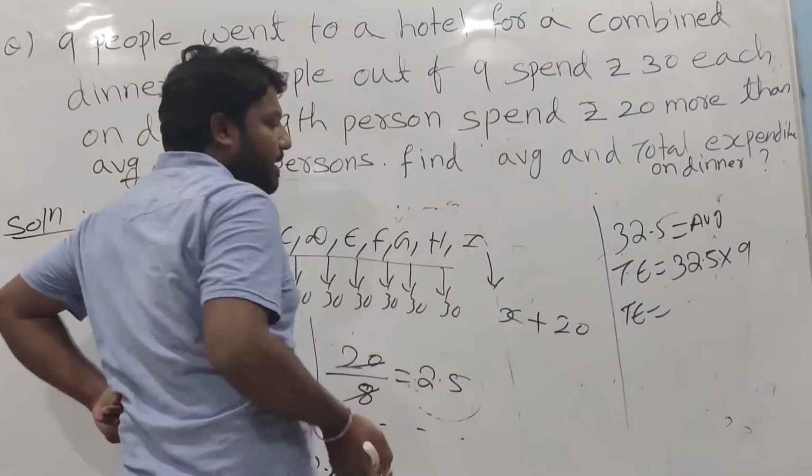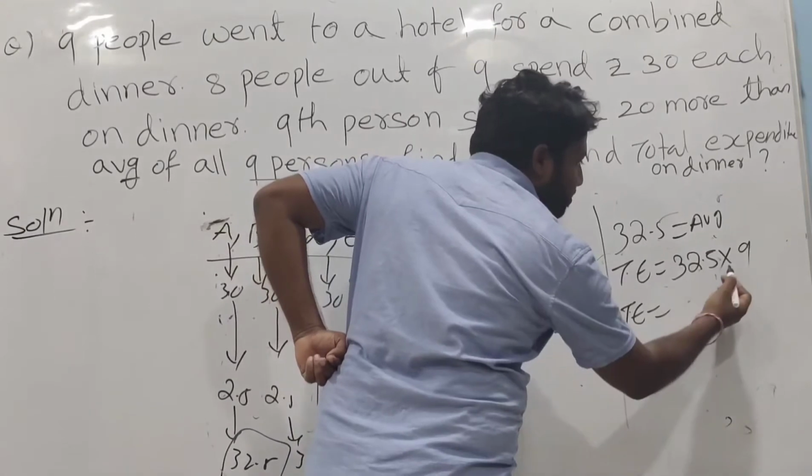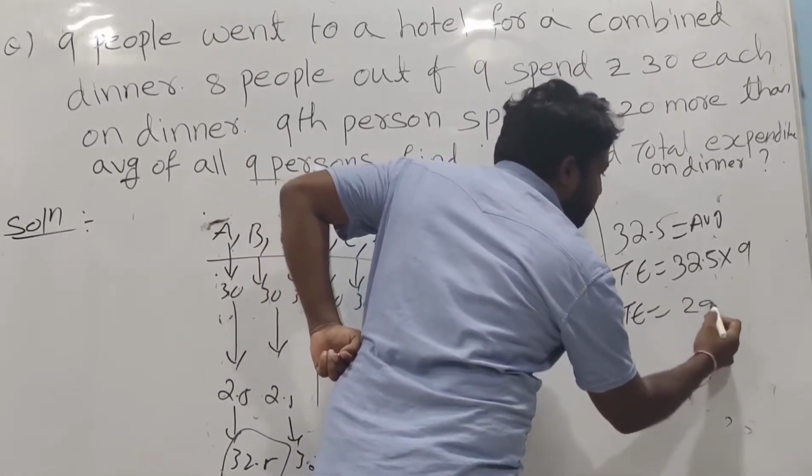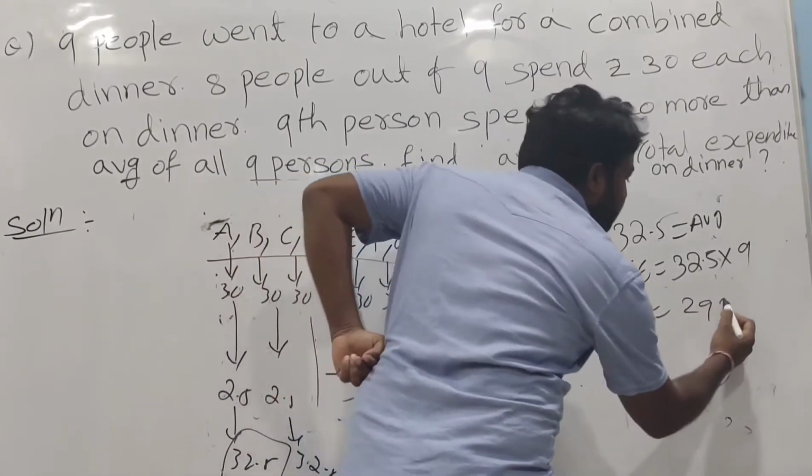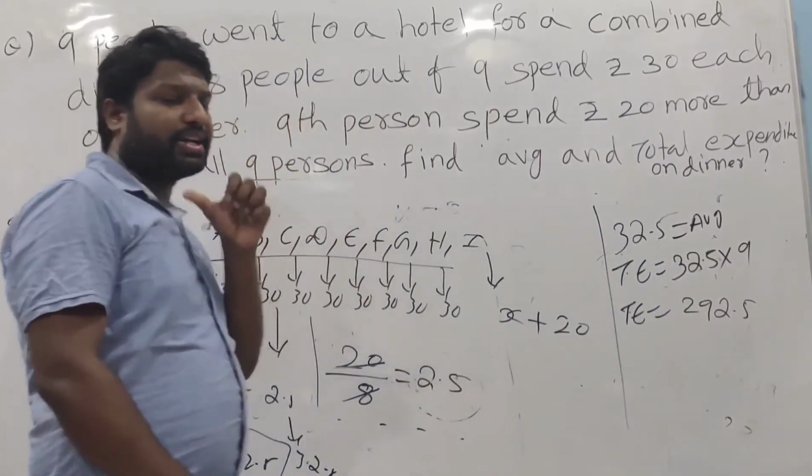Total how many people are there? 9 people are there. So 32.5 into 9. This is nothing but 292.5. Okay. Directly you can do like this.